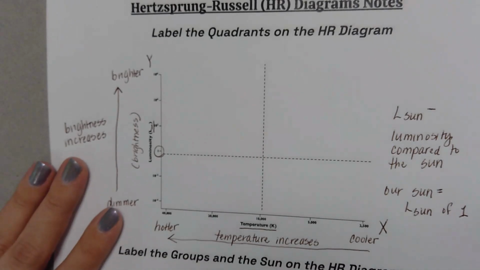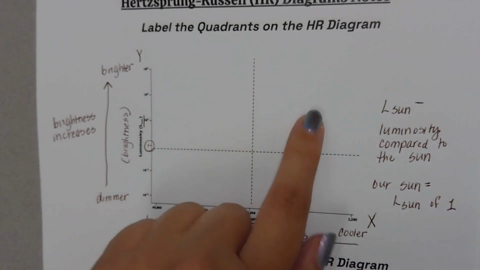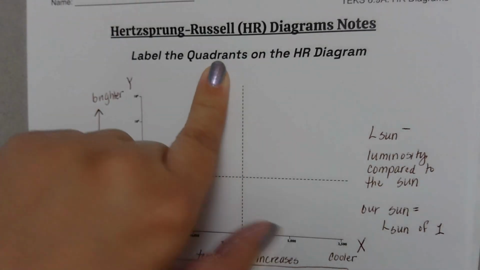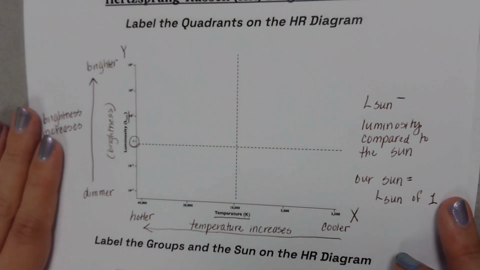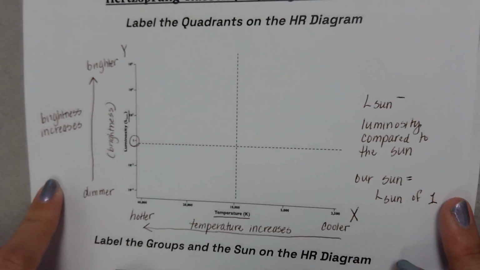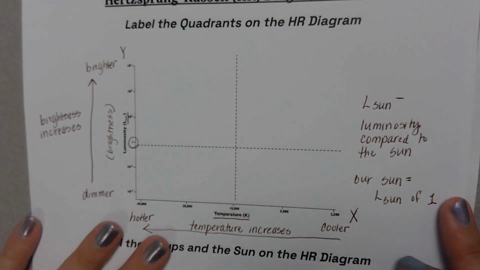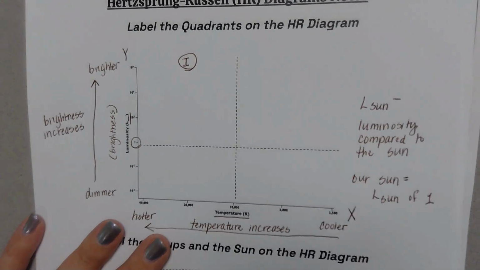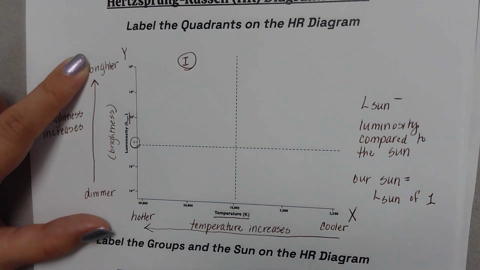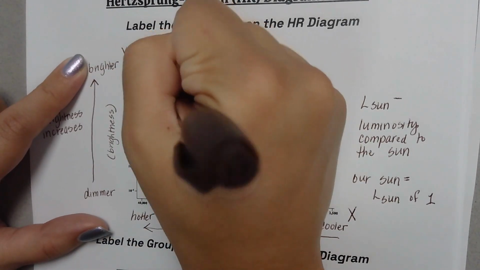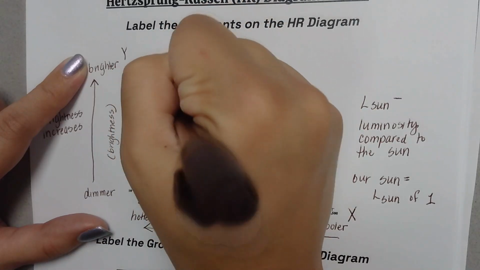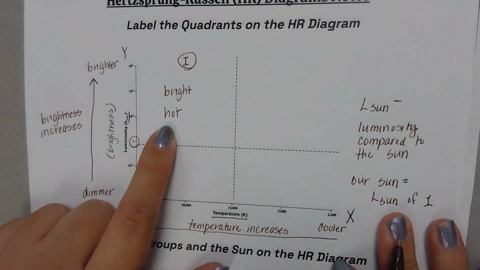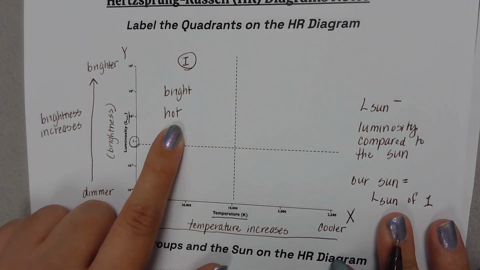Now you'll notice that this graph has been divided into quadrants, and it says label the quadrants on the HR diagram. We're going to label the quadrants according to their brightness and their temperature. Quadrant number 1, I'm going to label them with the Roman numerals. Quadrant number 1 is bright and hot. The stars that are found in this column are bright and hot.